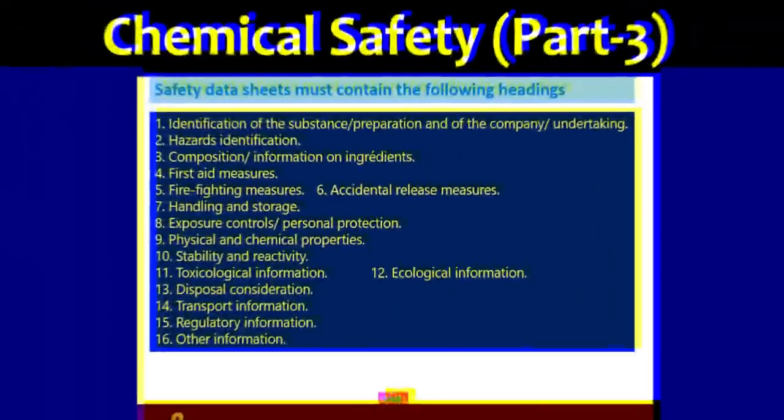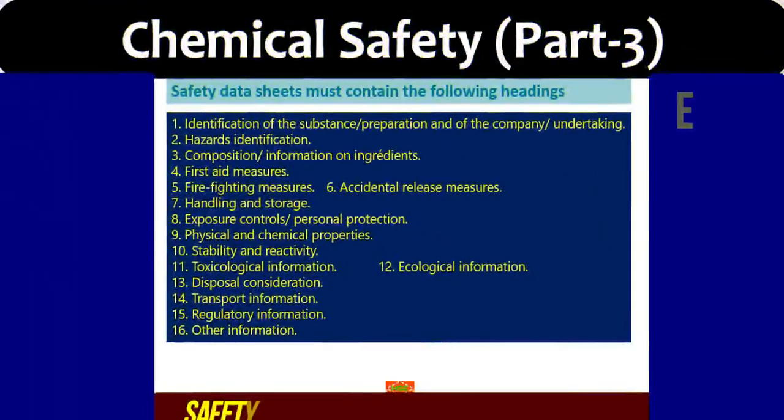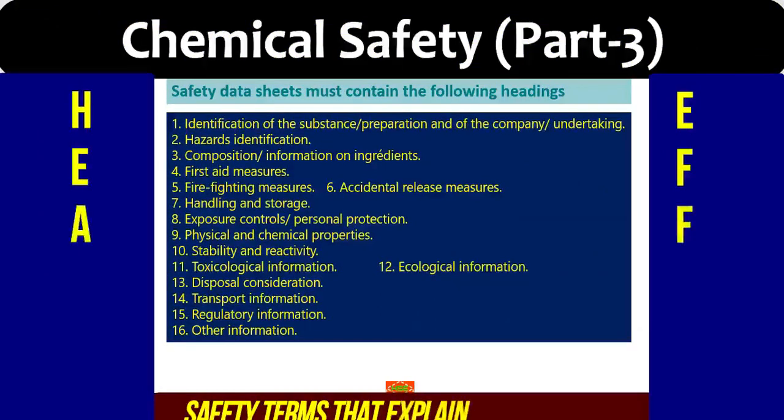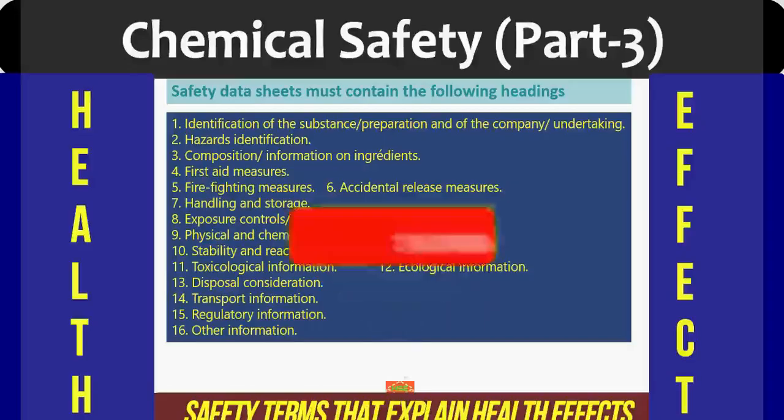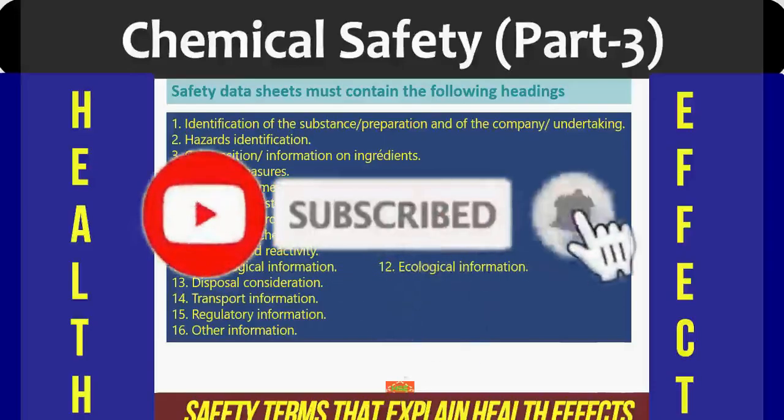Let us discuss now the contents of a safety data sheet. There must be 16 headings. What are these 16 points? Point number one, identification of the substance, preparation, and of the company undertaking. Number two, hazards identification. Number three, composition, information on ingredients. Number four, first aid measures. Number five, firefighting measures. Number six, accidental release measures.